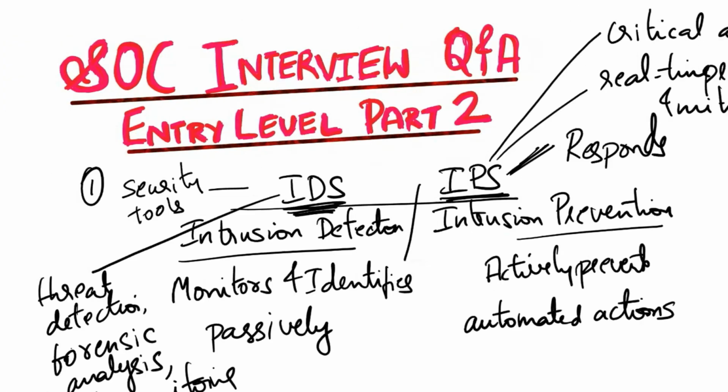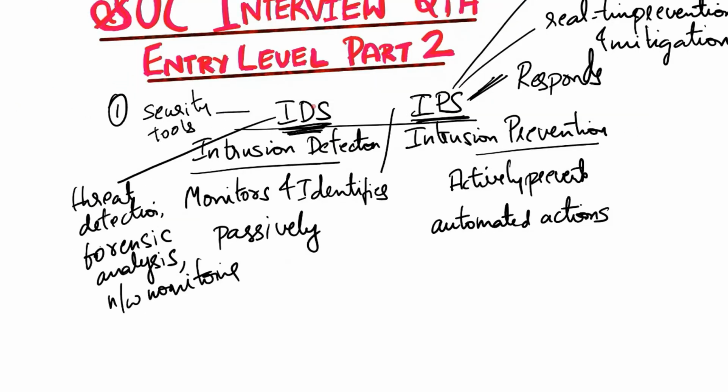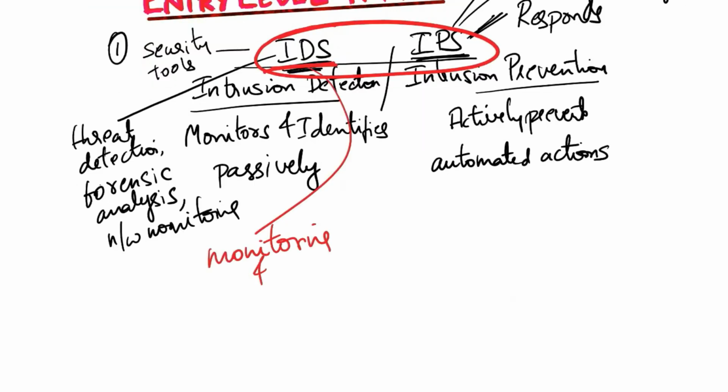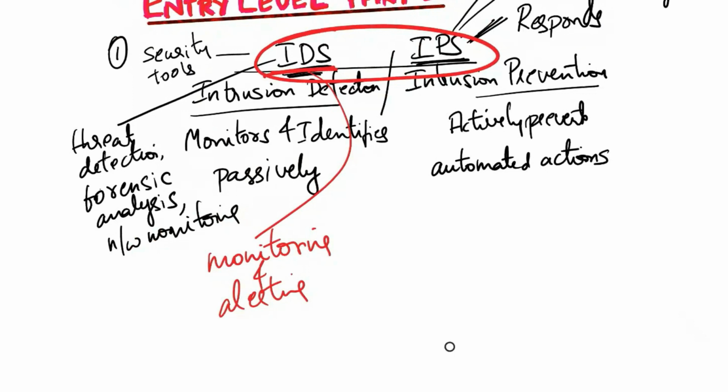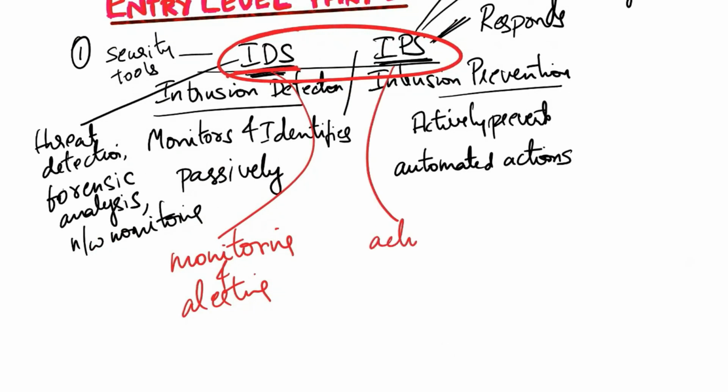So those are the main differences between IDS and IPS. So in summary, while both IDS and IPS play crucial roles in network security, IDS focuses on monitoring and alerting, and it leaves the decision to respond to threats to human analysts. But IPS actively prevents and mitigates threats in real time through automated actions based on predefined policies. The choice between IDS and IPS depends on an organization's specific security needs, risk tolerance, and operational requirements. Now let's go to the next question.